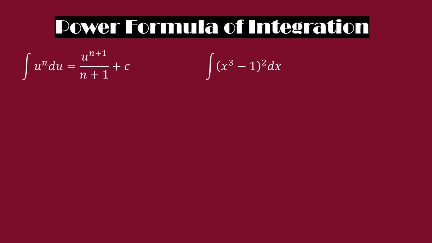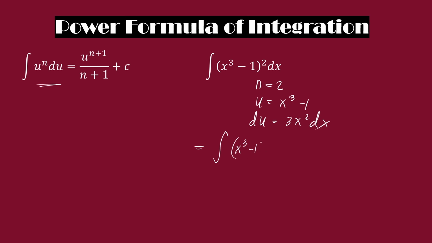Okay, next, we have here the integral of (x cubed minus 1) squared dx. Let's try if we can apply the power formula here. The value of our n is equal to 2, our u is x raised to 3 minus 1, and our du is equal to 3x squared dx. Now, applying the left side of the formula, we have the integral of (x cubed minus 1) raised to n, that is 2, multiplied by du, which is 3x squared dx.